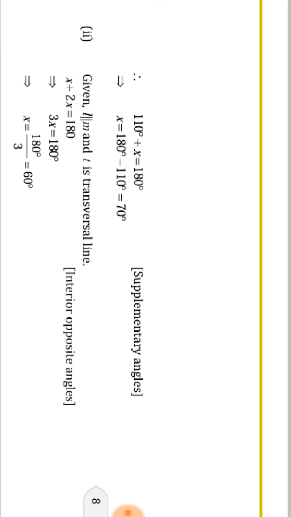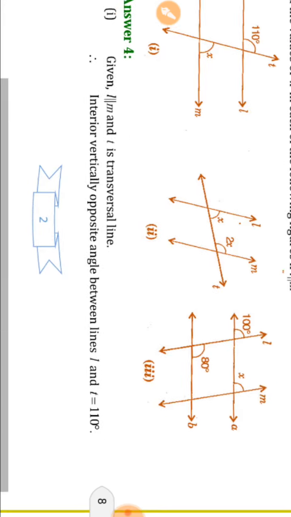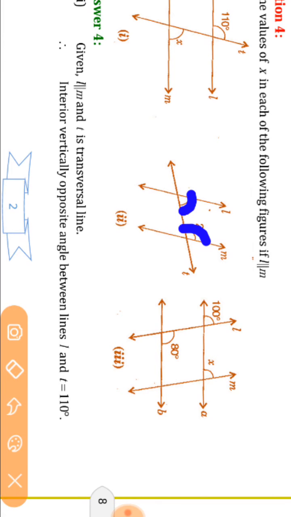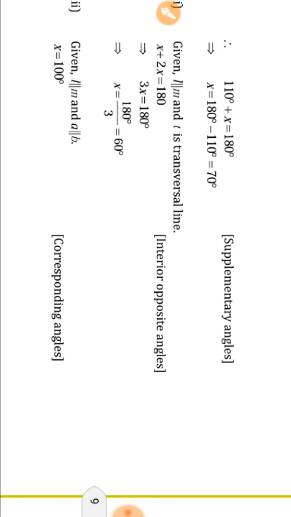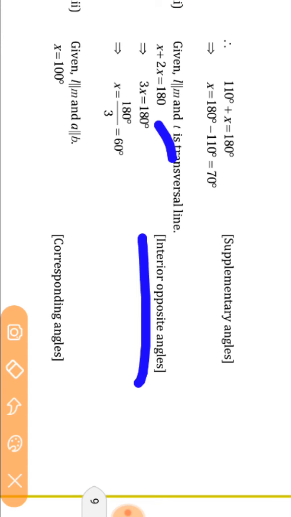In the same way, in the second diagram, see here, this X and 2X are co-interior angles. The co-interior angle sum is equal to 180 degrees. So X plus 2X is equal to 180 degrees. Then 3X is equal to 180, X is equal to 180 by 3, because 3 and X have a product. So 3 transferring by multiplication becomes division. So 180 divided by 3 is equal to 60 degrees. So the X value is 60 degrees.